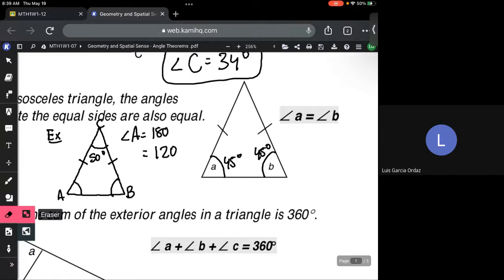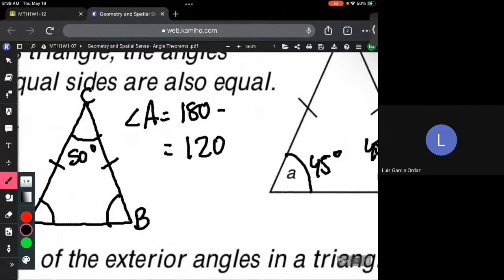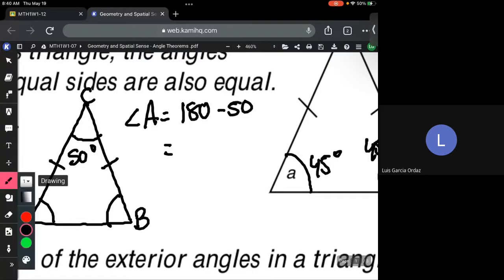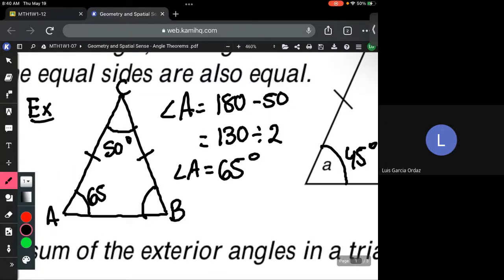So, like Kobo and Miguel said, you're going to take 180, subtract 50. And you can leave it as a decimal. You don't have to leave it as a fraction anymore. So 180 minus 50 is 130. Because angle A and angle B are the same, I can just divide it by 2. So what's 130 divided by 2? 65. Which means angle A is 65, which means angle B also has to be 65, because it's an isosceles triangle.